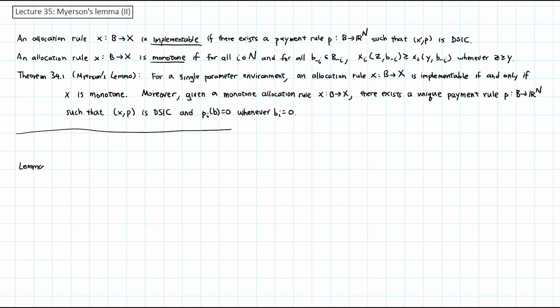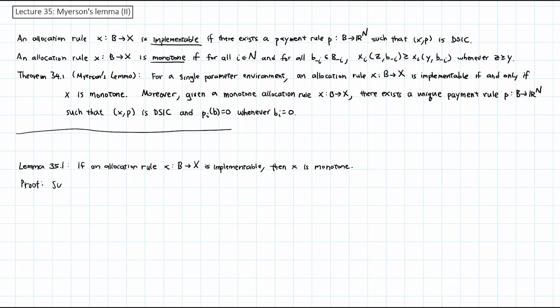We begin with this lemma. If an allocation rule X is implementable, then it is monotone. This means that if we ever hope to get a DSIC payment rule, this allocation rule must be a monotone one.